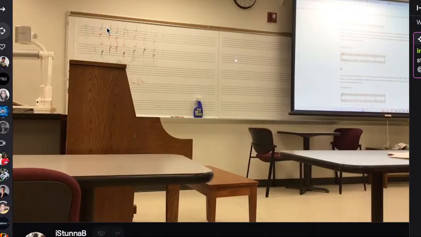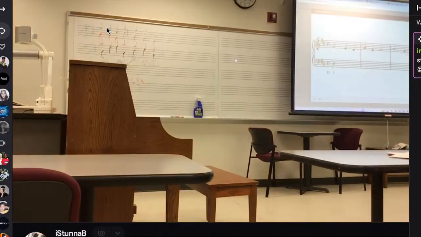Essentially, starting on page 108 in the textbook, this is what they have you do. Same thing we just did. We can go through their example here as well. So they start off again with a melody.